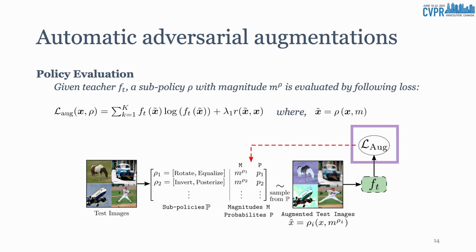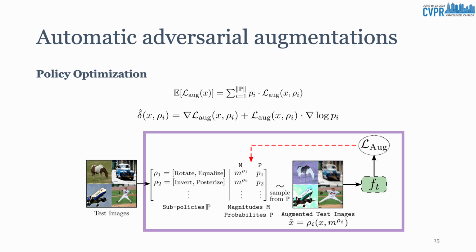To evaluate a specific sub-policy ρ, we calculate the following loss term using the teacher model. A sub-policy is considered good if the output of the teacher model has high entropy when applied to the augmented views of the test images. To ensure that the augmentations are realistic, we also incorporate a regularizer term that measures the distance between the feature statistics of the augmented view and the original view of the test images without augmentation.